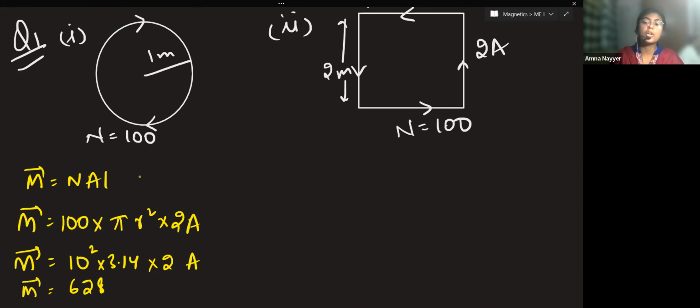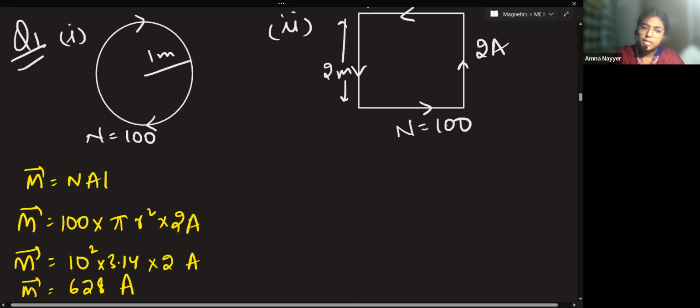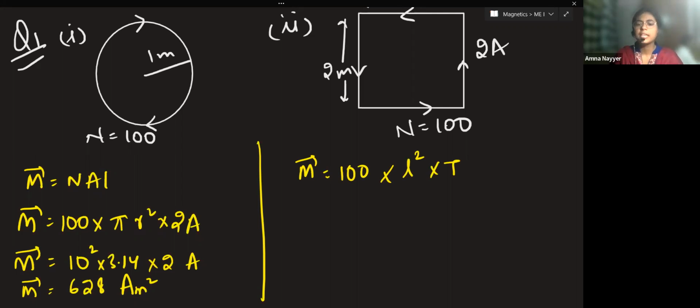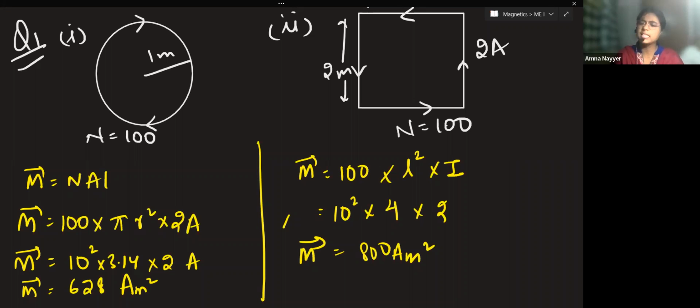Yes, the SI unit I have forgotten to tell you. Current multiplied by area. So current's SI unit is ampere and area's unit is meter square. Like this. So this was one figure. For the second figure, M will still be equal to NAI. Number of turns are 100. Length square, because this is a square that is given, multiplied by current. So this is 10 to the power 2. Length square is 4. Current is 2. This is how much? 800 ampere meter square. This is the magnetic dipole moment. So easy, a very short topic.